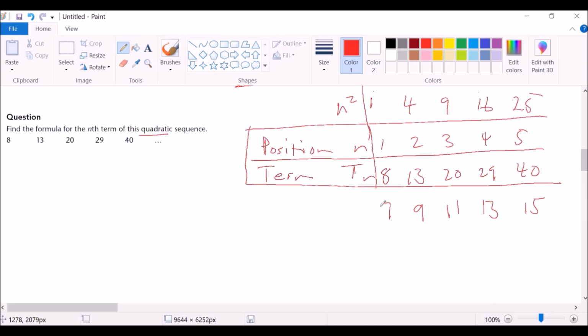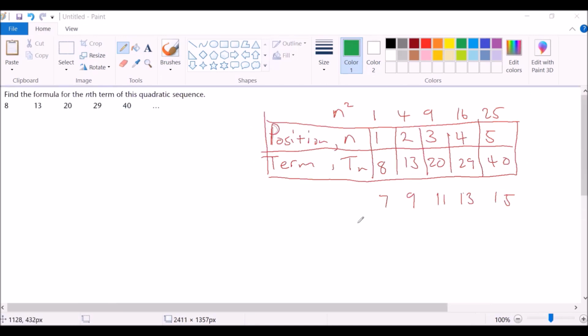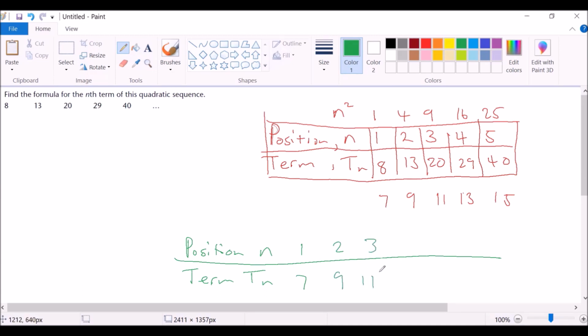On position 1, we have 7. On position 2, we have 9. On position 3, we have 11. On position 4, we have 13. On position 5, we have 15. So we have another sequence now, which is position and term. On position 1, we have 7. Position 2, we have 9. On position 3, we have 11. On position 4, we have 13. On position 5, we have 15.